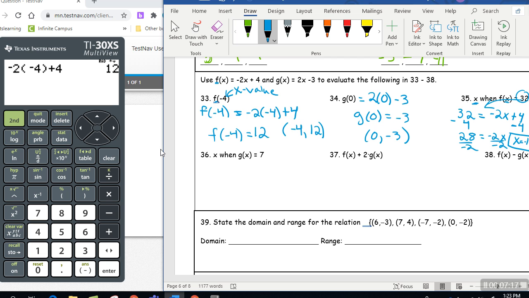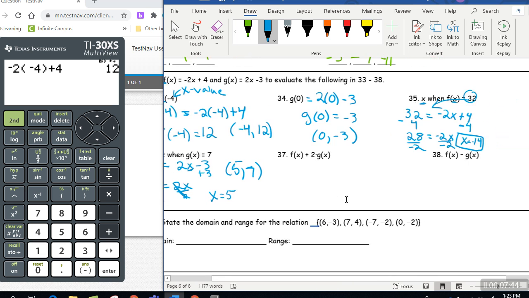36. We've got 7 equals 2x minus 3. Solving for x, we want to get that by itself, so we'll add 3. 10 equals 2x. Divide by 2. So you should get x equals 5. And the coordinate would be (5, 7).